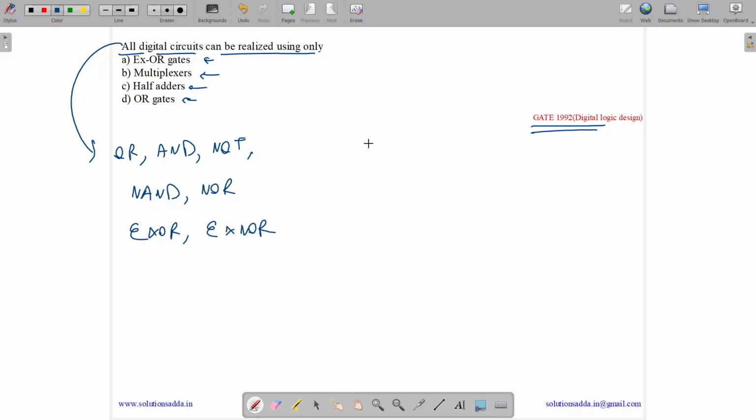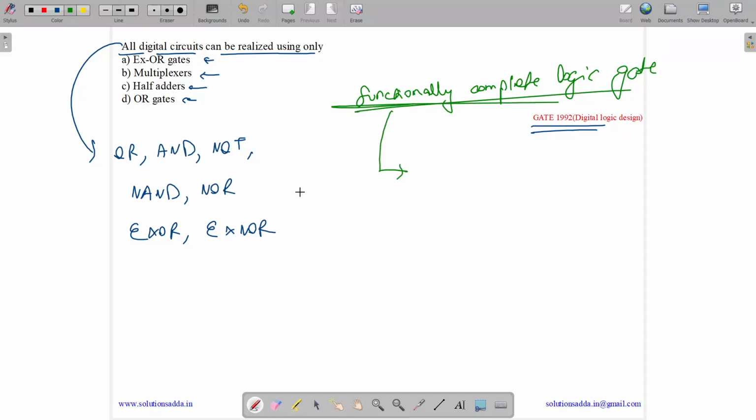Okay, so we have something called functionally complete logic gates. So what is a functionally complete logic gate? Any logic operation which is used to derive all these 7 operations is called a functionally complete logic gate. So we have NAND, NOR, a multiplexer or a mux, and a half adder.